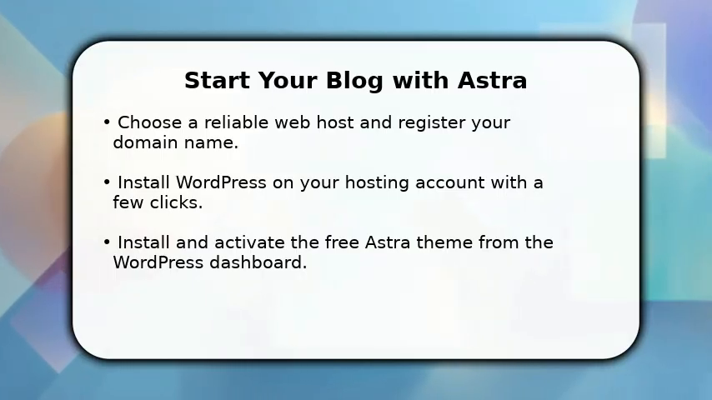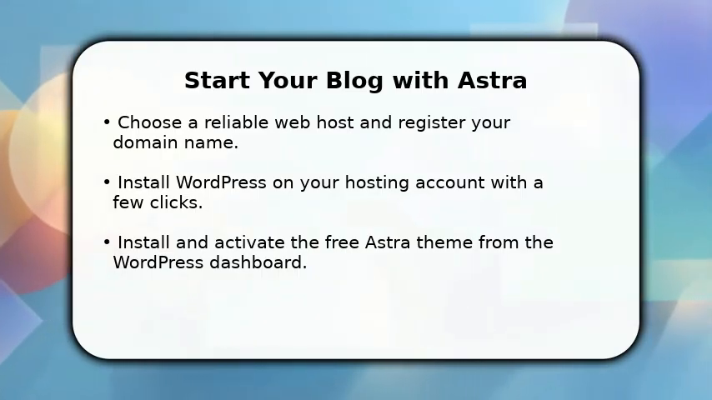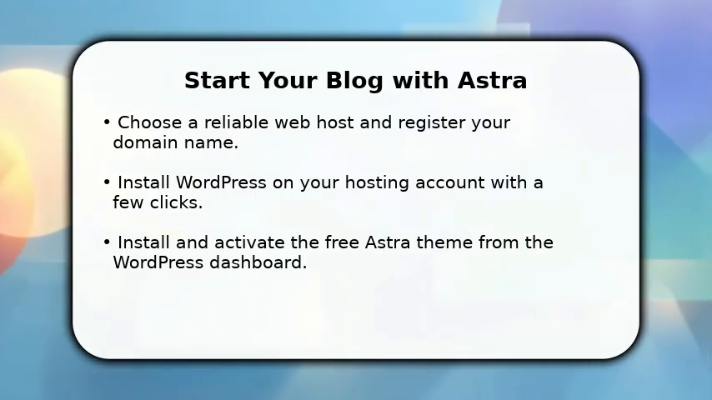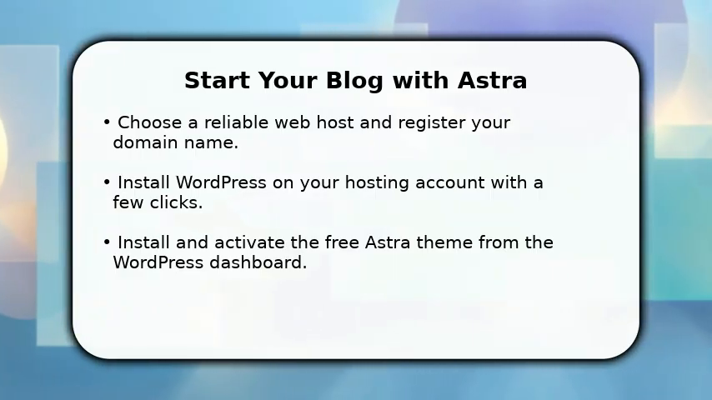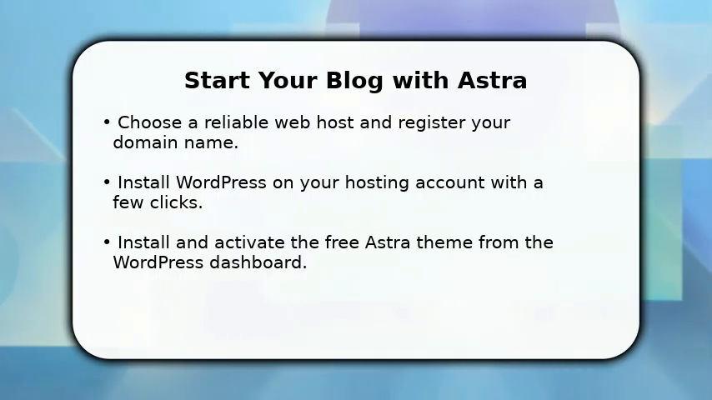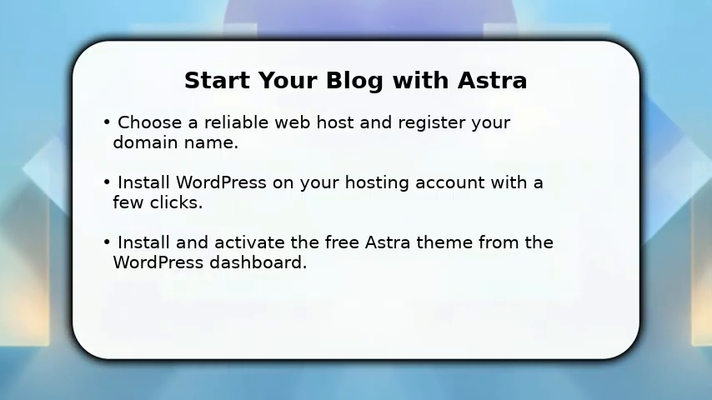In this video, I will show you how to make a blog website using the Astra theme. First, you will need to select a web hosting provider and register your unique domain name. Many hosts offer one-click WordPress installation, making this step very straightforward. Once WordPress is installed, navigate to your dashboard and install the free Astra theme. This theme is lightweight and highly customizable, providing an excellent foundation for your blog.